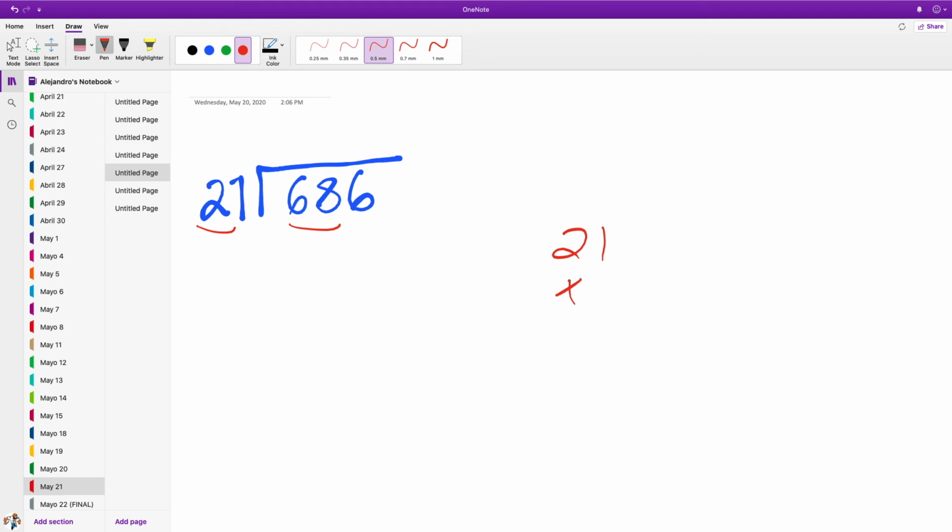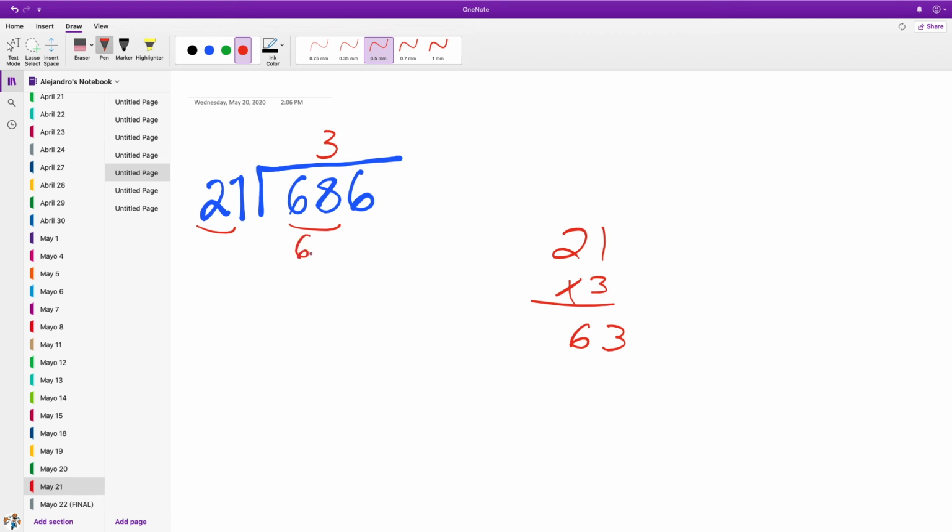21 times what is going to get me closer to 68? What do you think, guys? 3? Do you want me to try 3? Okay, let's go ahead and see. 3 times 1 is 3. 3 times 2 is 6. Guys, that's a good number. Look, I got 63, and I was looking for 68. That's a good guess. So I'm going to put 3 right here.